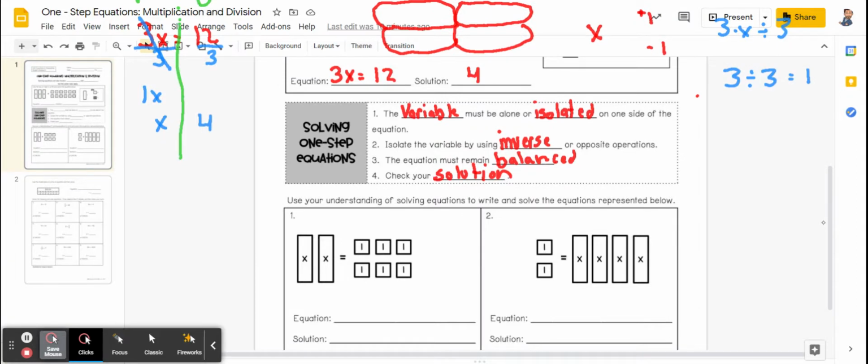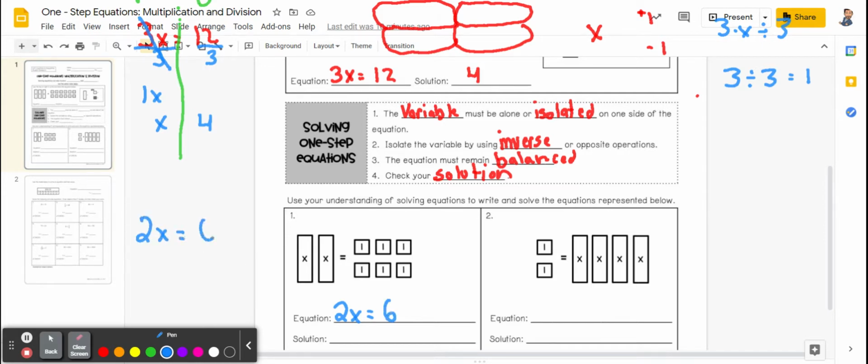Okay. All right, it says use your understanding of solving equations to write and solve the equations represented below. We're not working with expressions right now. These are equations. Okay, so here we go. What's our equation here? We have 2x equals 6. I'm going to do our work over here: 2x equals 6.